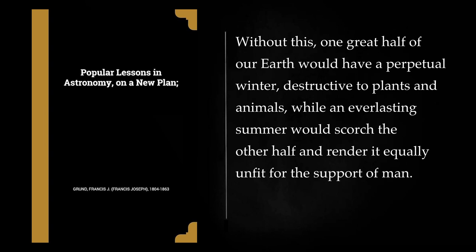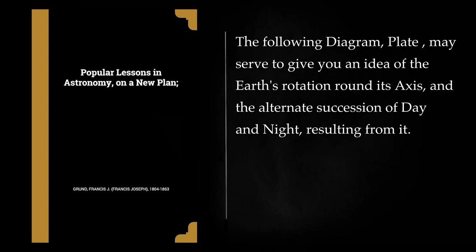Without this, one great half of our Earth would have a perpetual winter, destructive to plants and animals, while an everlasting summer would scorch the other half and render it equally unfit for the support of man. The following diagram, plate, may serve to give you an idea of the Earth's rotation round its axis, and the alternate succession of day and night resulting from it.